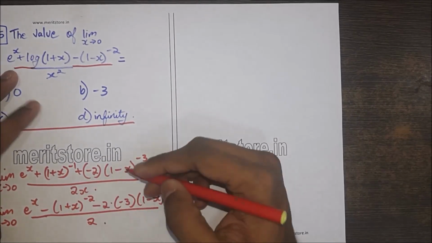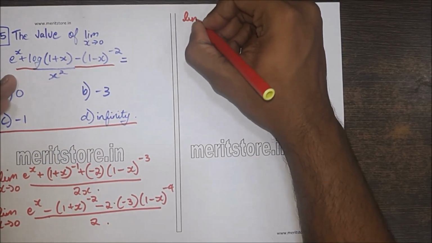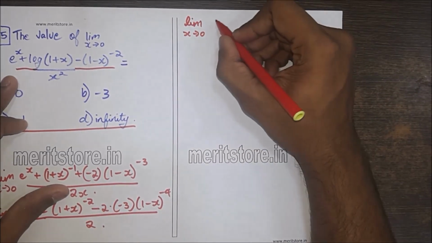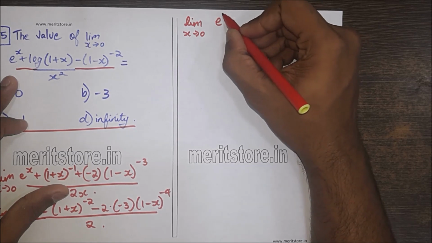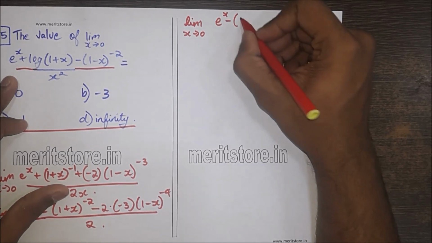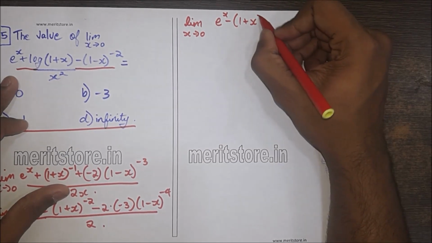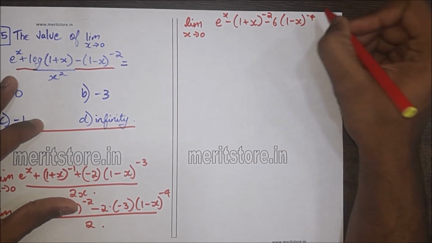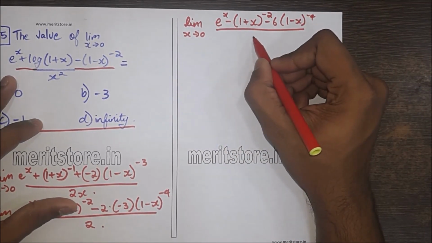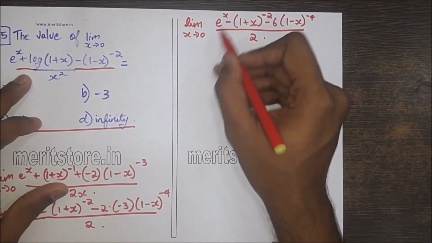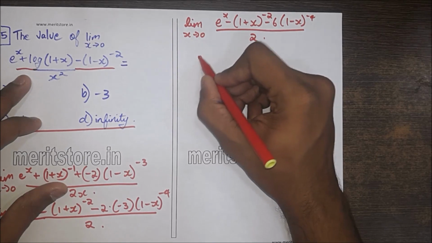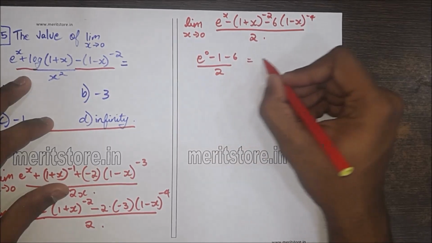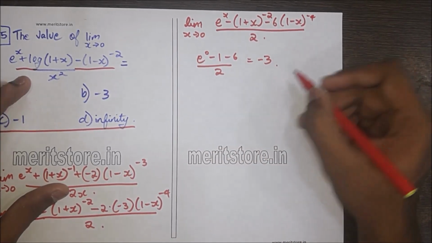Solving it further, now if you compare, we get limit x tends to 0 of e raised to x minus 1 plus x raised to minus 2 minus 6 1 minus x raised to minus 4, the whole upon 2. Substituting the value of x, we get e raised to 0 minus 1 minus 6 upon 2, which is minus 3, option B.